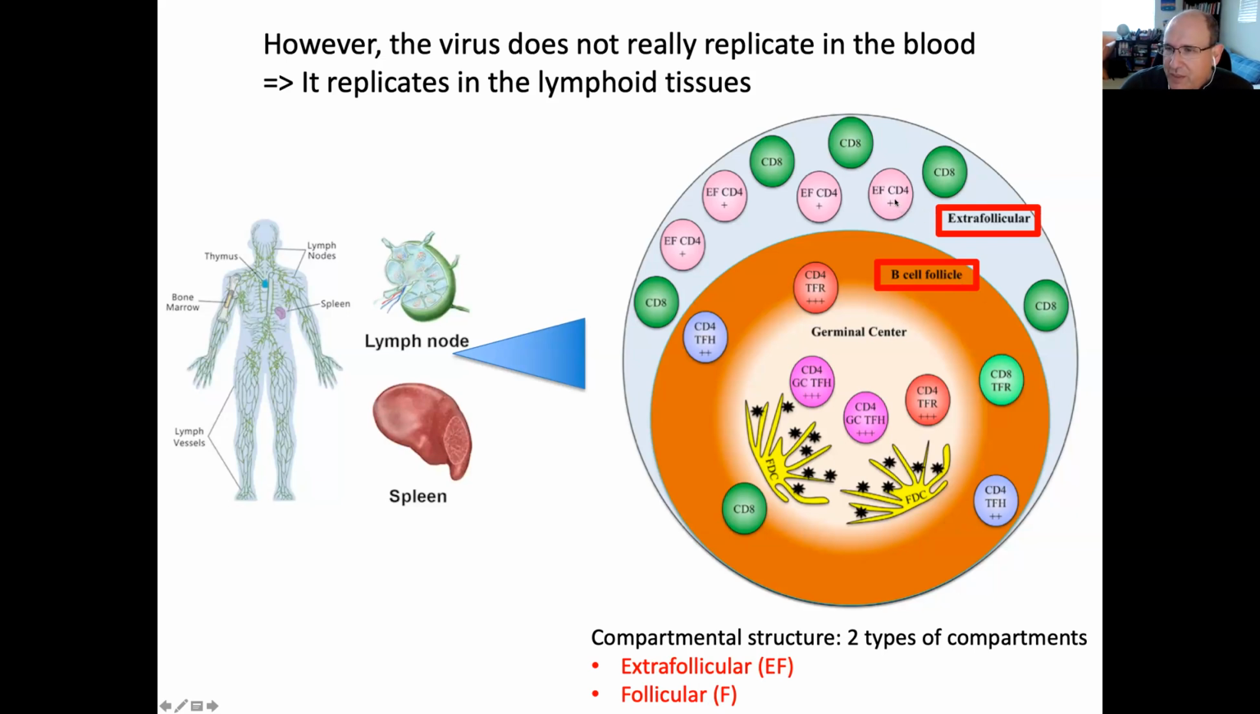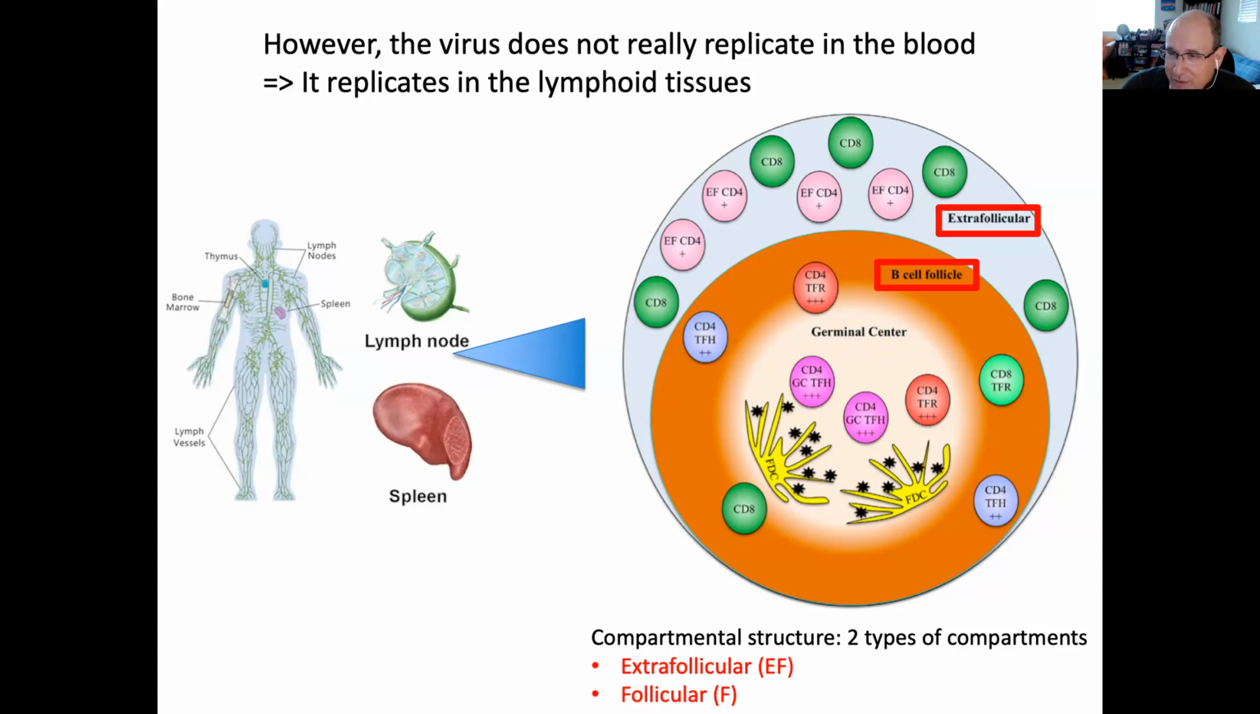So the CTL response is primarily generated in the extrafollicular, the EF compartment, and it can be very powerful in there. However, you do not really want the CTL to enter the follicles, the B-cell follicles, because they would cause trouble there, they would wreak havoc there.